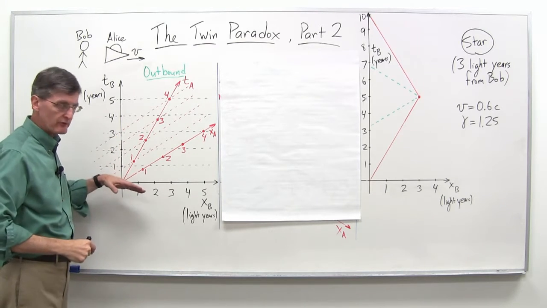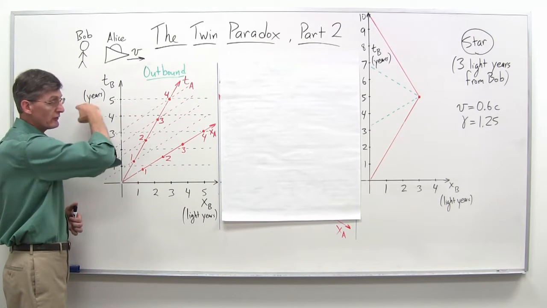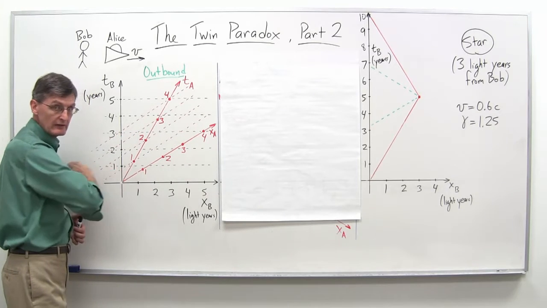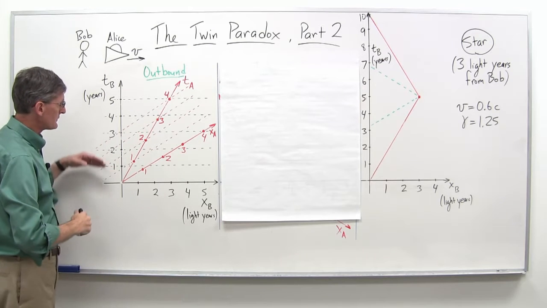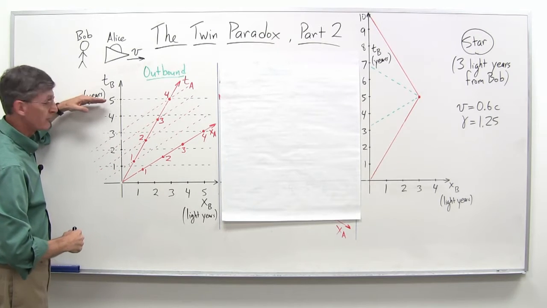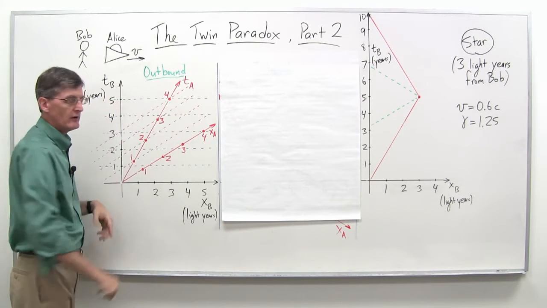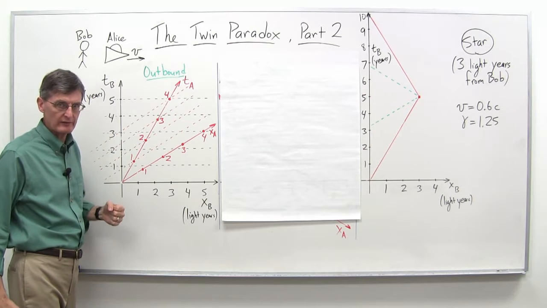Meanwhile, Bob observes the same thing. His clocks are going 1 year, 2 years, 3 years, 4 years, 5 years, the lines of simultaneity. So the black dashed lines represent his lattice of clocks at any given instant in time. And so we can see when he gets up to 5 years, Alice's clock on that line of simultaneity is only at 4 years. And of course, it's because they're using different lines of simultaneity.